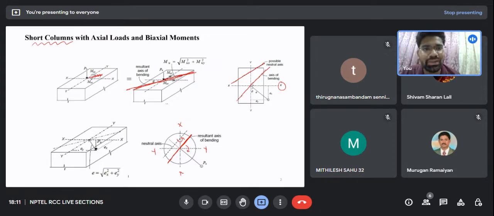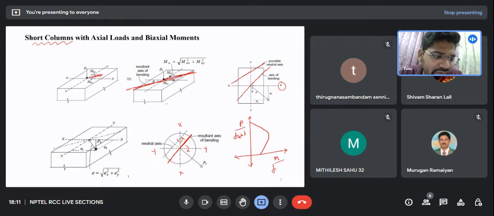I have already explained this in the previous class. Interaction curves for uniaxial bending looked something like this. What was on the y-axis? It was the load P, and on the x-axis it was the moment. Basically, it was P by FCK BD, and this was M by FCK BD square. So these were the interaction curves for different combinations of uniaxial moments and different combinations of load.